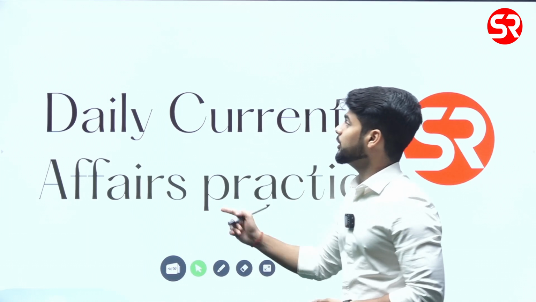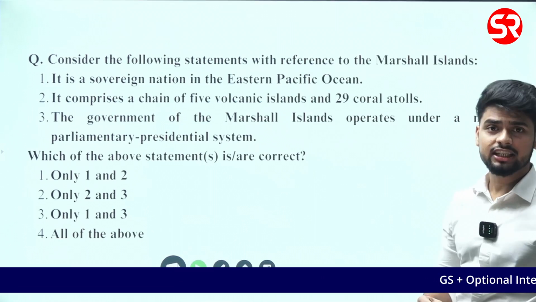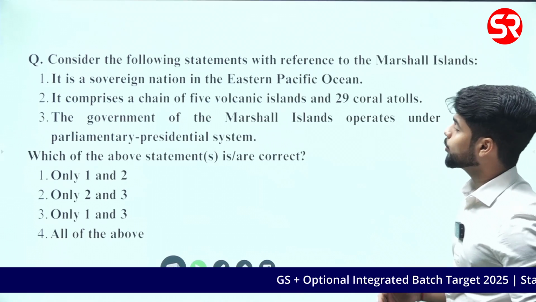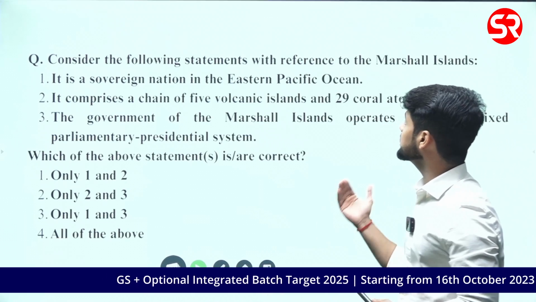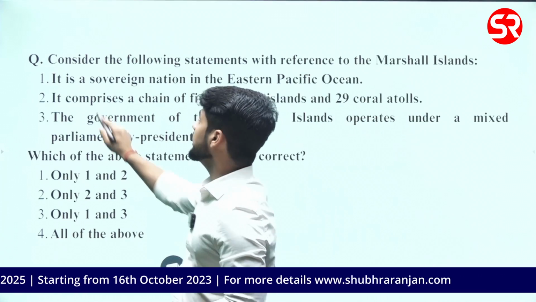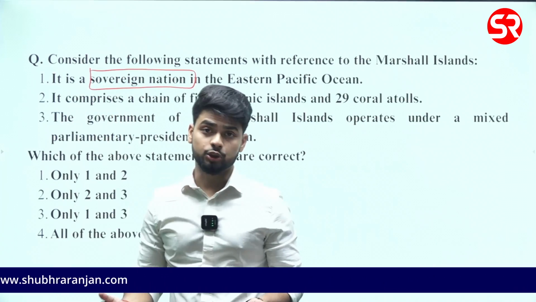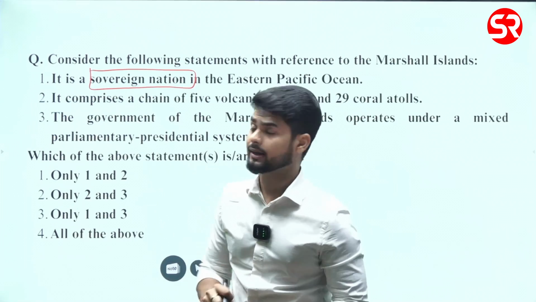Now, in question 1 today we have: consider the following statements with reference to Marshall Islands. The statements are number 1, it is a sovereign nation in the Eastern Pacific Ocean. So yes, this is a sovereign nation because earlier it was not. It was only in the 1980s when it signed an agreement with the US and got completely independent.